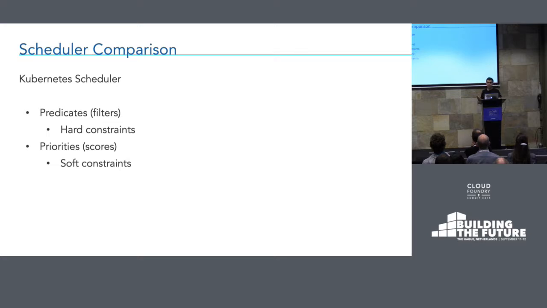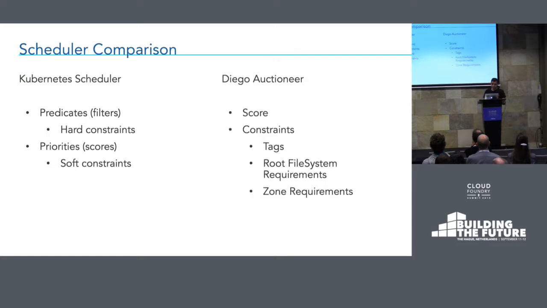But priorities are softer constraints, where a node that fails a priority still has a chance of having a placement of an application instance. On the Diego side, we have the scores again, which are calculated based on the available resources for a given VM in terms of the available memory, the available CPU. And obviously, the algorithm works in such a way that if you have a VM that is already serving less load, it has a higher score to actually host new application instances.